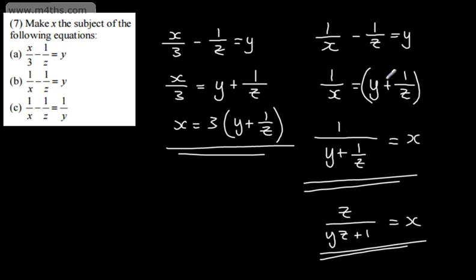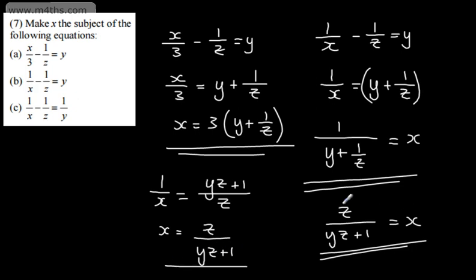Alternatively, at this stage, what you could have done, and I'll write it just here, 1 over x is equal to, combining these, y multiplied by z plus 1, all over z. At this stage we can simply invert the fraction, write this as x over 1 is equal to the reciprocal of yz plus 1. I actually prefer to do it in this manner, unless asked to simplify. Okay, let's do the next one.